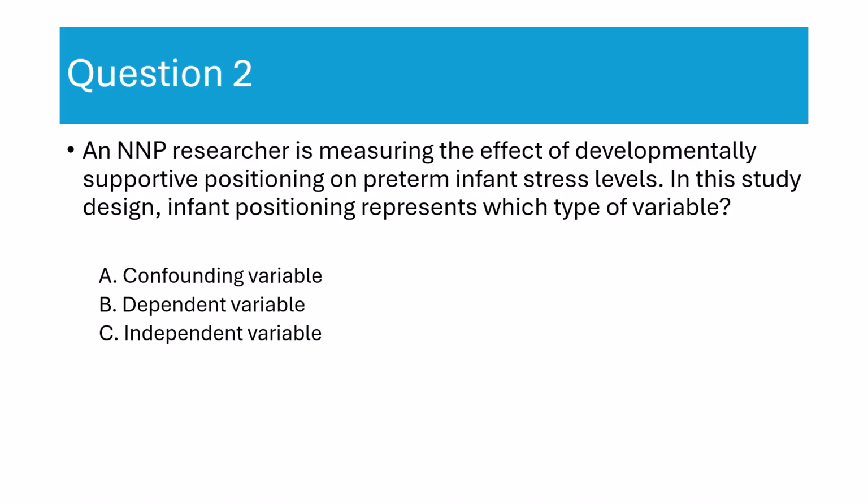Dependent variable. The dependent variable is the outcome being measured or observed. In this study, stress levels are being measured in response to changes in positioning, making stress the dependent variable, not positioning.